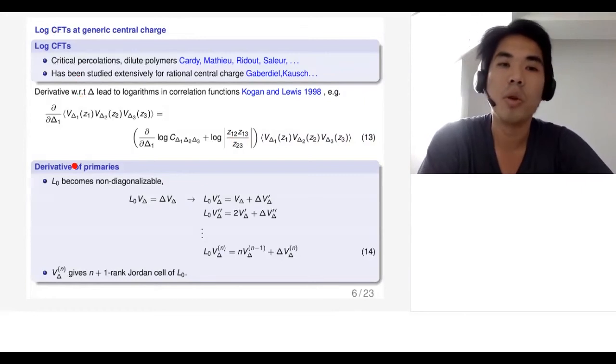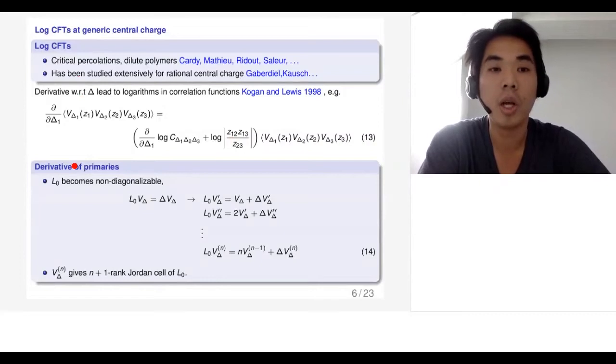And so whenever you introduce this derivative of fields into the spectrum, the dilatation generator, or L_0 here, would become non-diagonalizable.